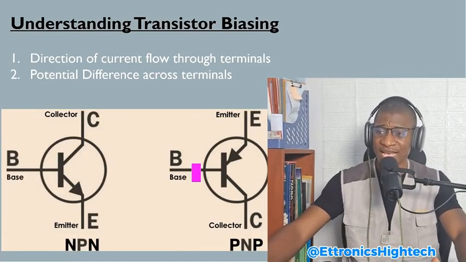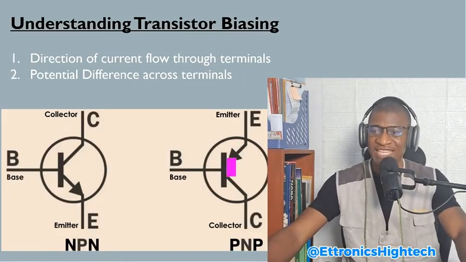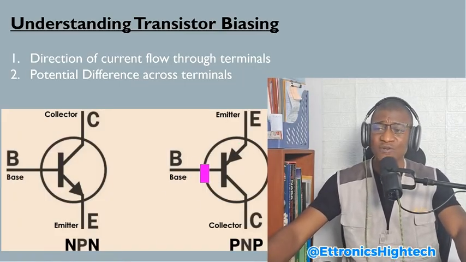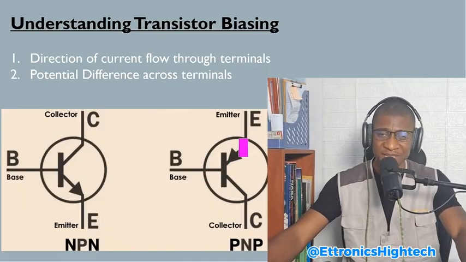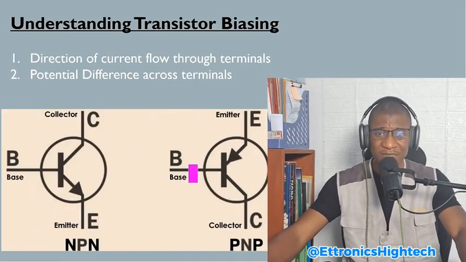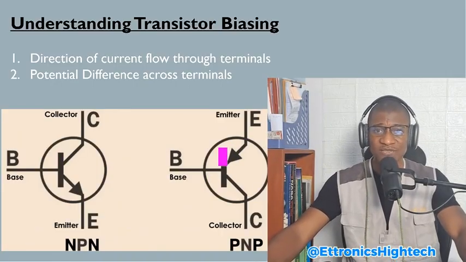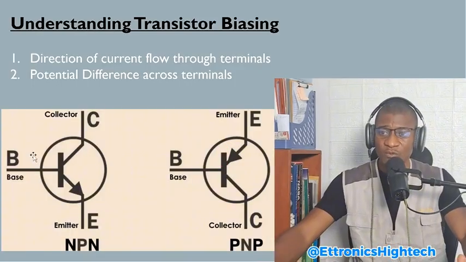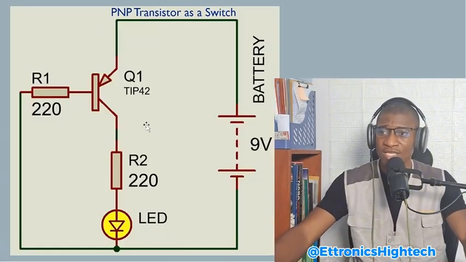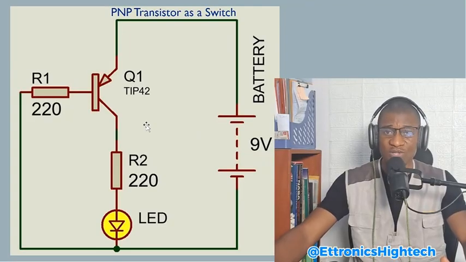So if we are to bias a PNP transistor, we must make sure that the voltage at the emitter is higher than the voltage at the base. And for us to bias that transistor to saturation, the difference between the voltage at the emitter and the voltage at the base has to be at least 0.6 volts. So once the voltage difference between the emitter and the base is 0.6 volts or above, then that transistor can be biased to saturation. So if we look at this circuit here now, this is a typical PNP transistor circuit where a PNP transistor is used as a switch.